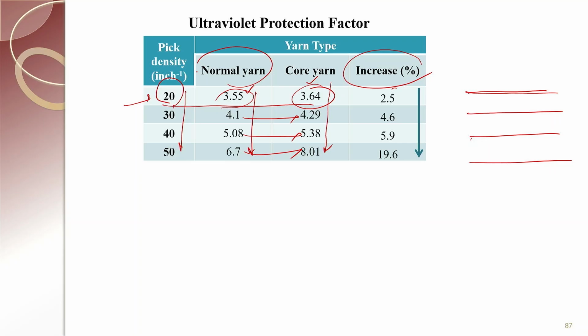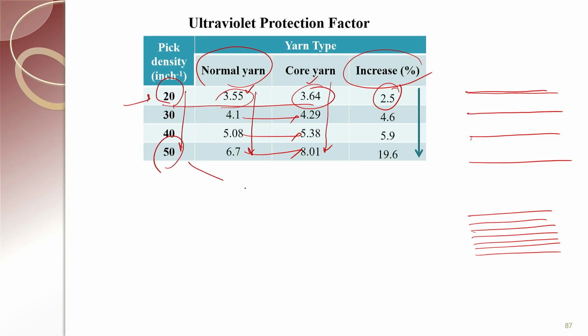As compared to normal yarn, the core spun yarn has only 2.5% increase, but when we are using the closed yarn to yarn distance becomes less, that is peak density is high. This is the high peak density, here is the 20 peak density, this is 50 peak density.